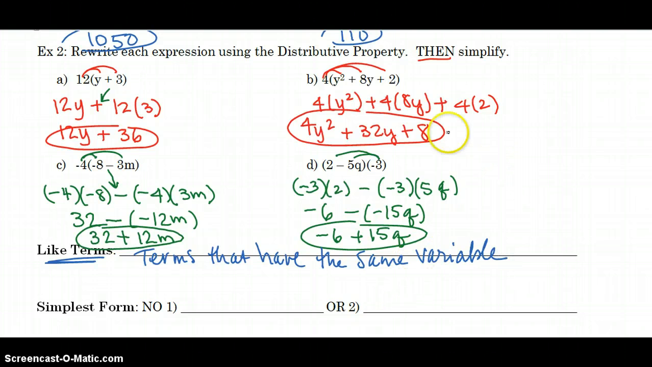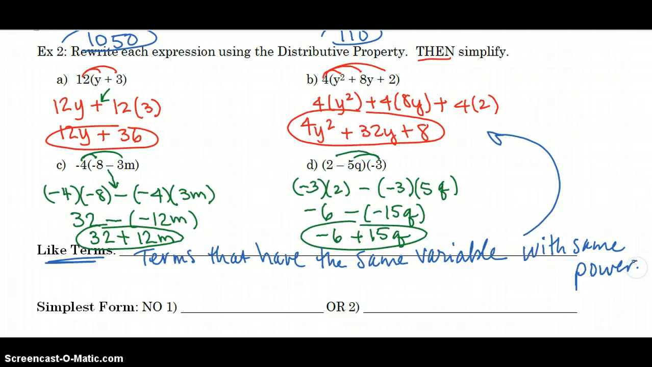Okay, and if they happen to have an exponent like we had in this problem, the same variable, they also have to have the same power, the same exponent. So y and y squared are not like terms. They both are y, but this one is a y squared and the other one is just y. So like terms are terms that have the same variable with the same power.